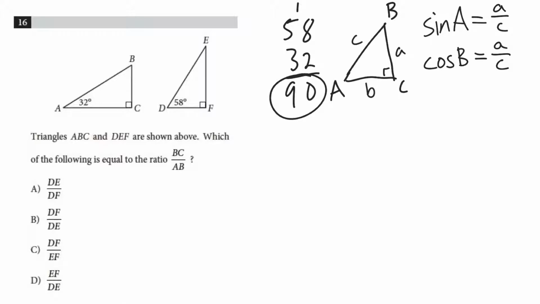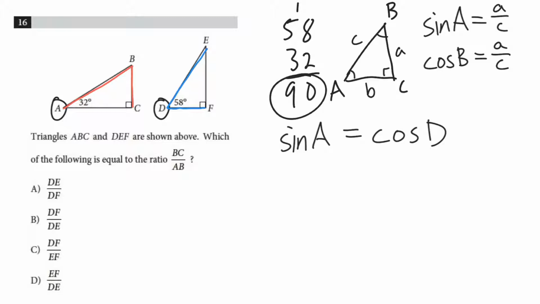Okay, well, in this triangle, A and B are complementary. So therefore we know that the sine of an angle and the cosine of its complement are going to be equal. We know that A and D are complementary. Therefore, the sine of A will equal the cosine of D. What is the cosine of A? The sine of A. Sine of A is going to be opposite over hypotenuse. The cosine of D is going to be adjacent over hypotenuse.